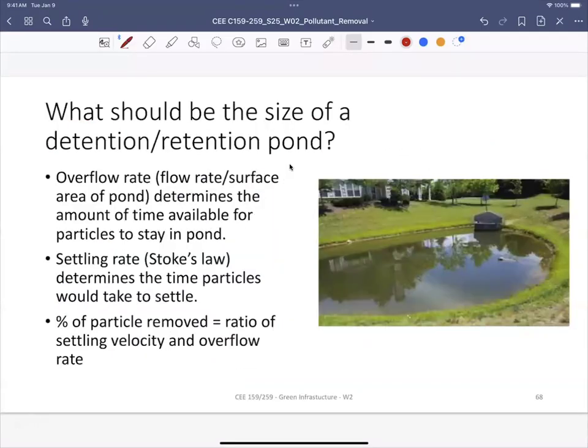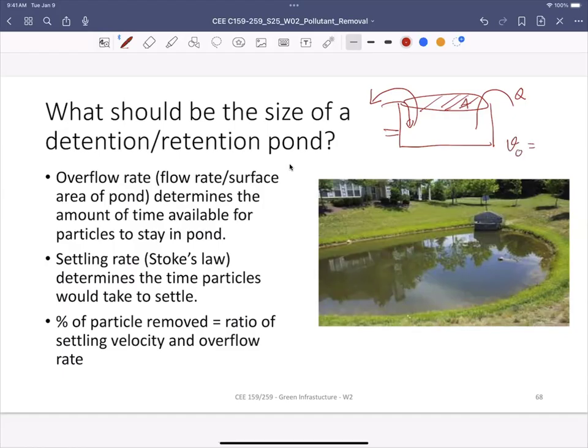That's why it's important to measure the overflow rate. What is overflow rate? Think of a simple tank with an area, and water is flowing into it. The overflow rate is basically how much water is overflowing out of the system: the flow rate divided by the surface area of the pond where the overflow occurs. So the velocity of overflow is the flow rate divided by the top area of the pond.